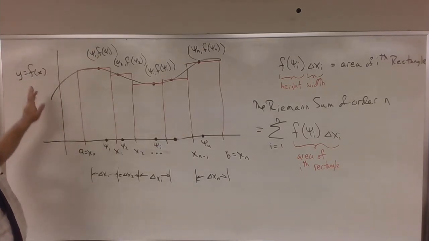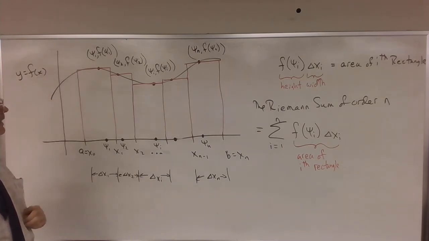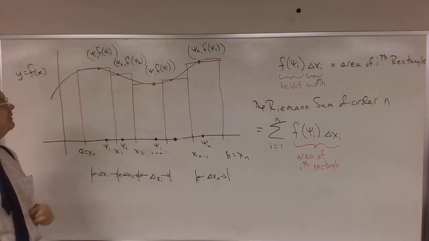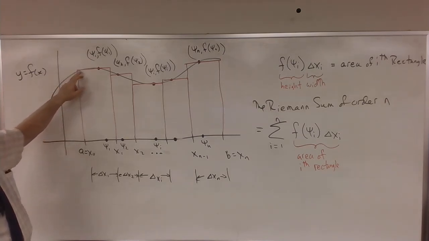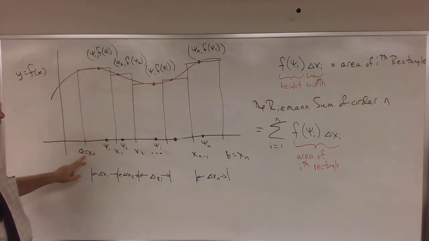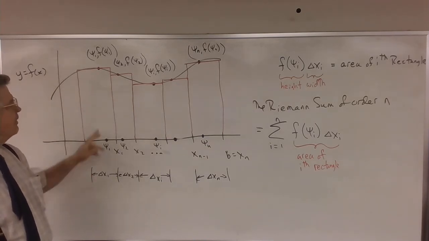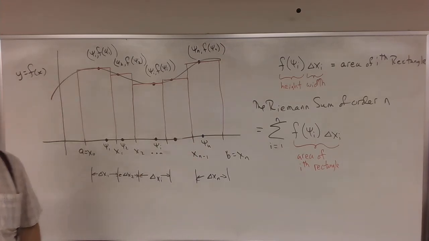I'm assuming now that f of x is non-negative. The graph of f of x lies above the x-axis. And if f of x is non-negative, its graph lies above the x-axis as we've depicted it here, then very clearly the area bounded between the graph of f of x and the x-axis between x equal a and x equal b is very well approximated by the sum of the areas of these rectangles. And that's something that we do want to note for future reference.